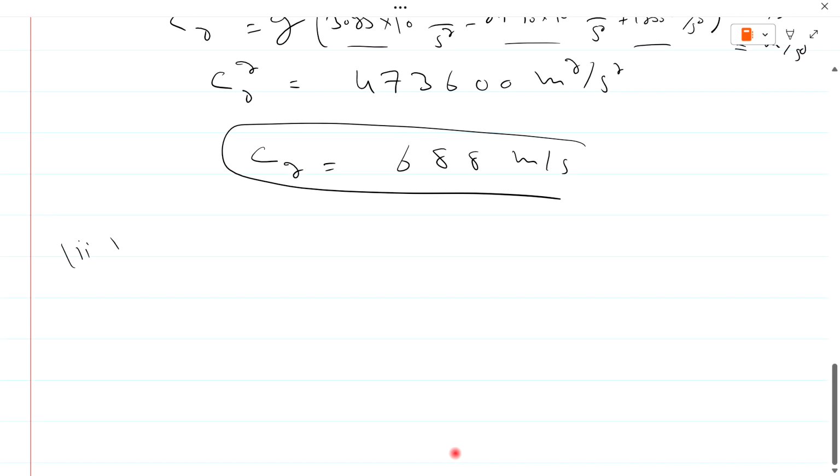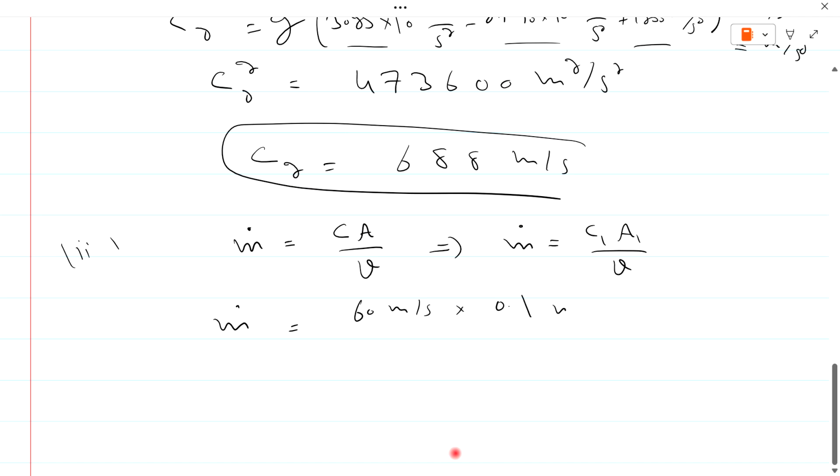In part number 2, m dot is required, and we know that m dot is equal to C A divided by V. So this implies that m dot is equal to C1 A1 divided by V, and all these values are given. C1 is equal to 60 meter per second. This is velocity. A1 is the inlet area, and this is equal to 0.1 square meter, given in the problem, and specific volume is given as 0.19 meter cube per kg.